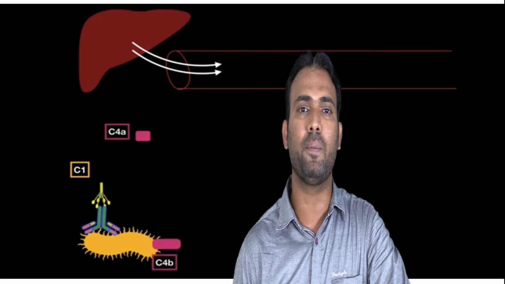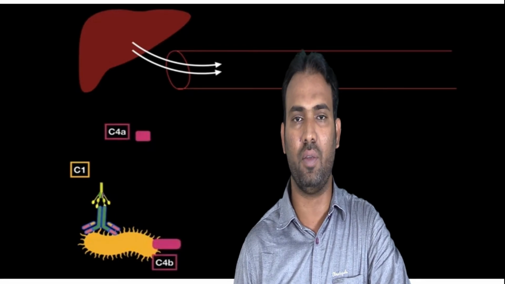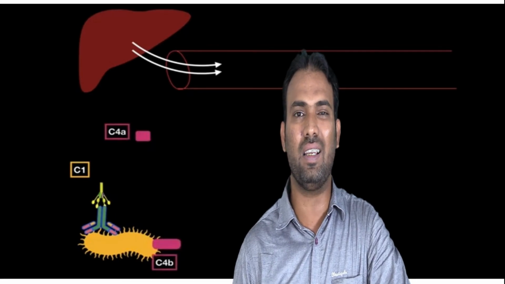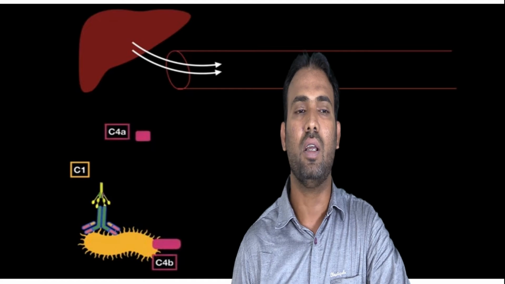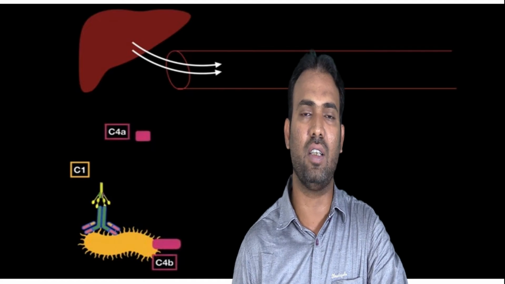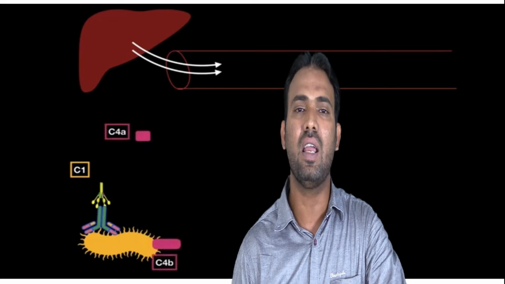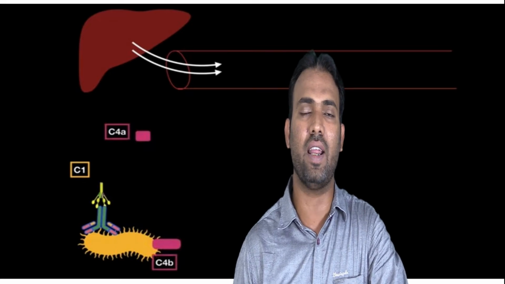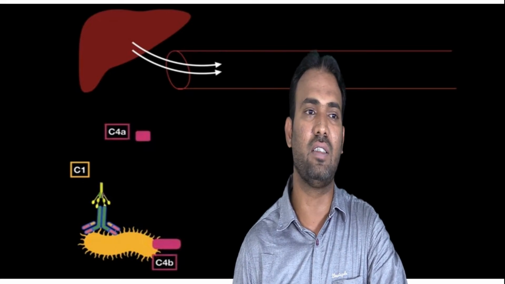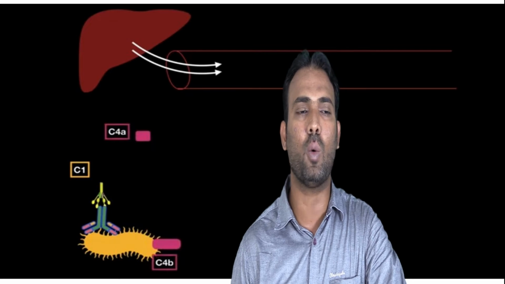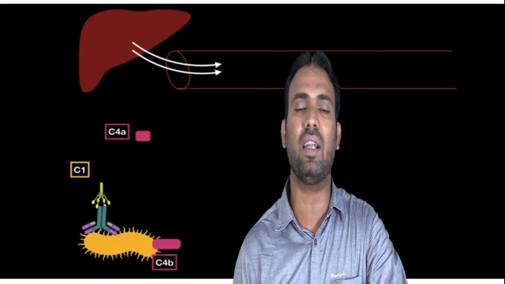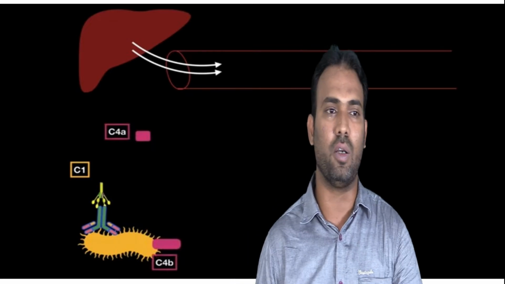Before entering to the C5, the C3B is divided into two parts. One is attached with that C4B and C2B. The other one will be directly attached to the microorganism or any type of pathogen which has entered our body. Why this is happening, we will discuss in the next part, that means the next module.